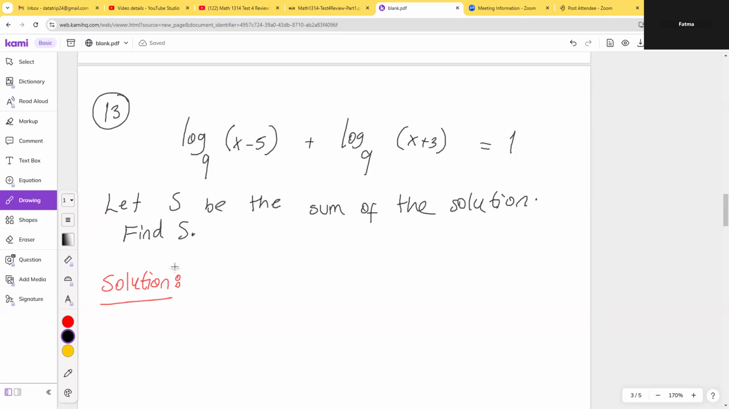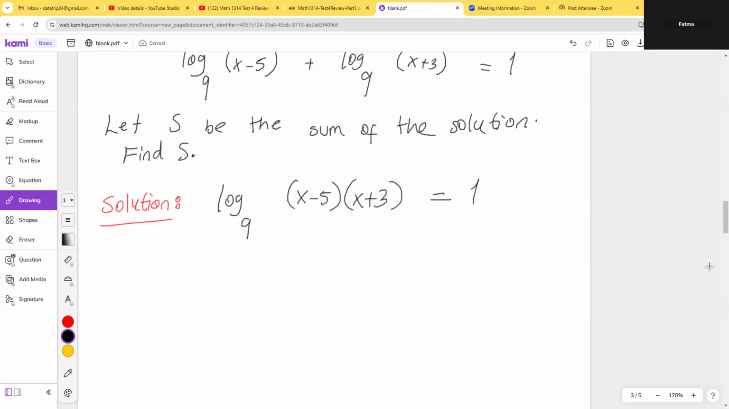So instead of having two different logs, you can just have one log base 9. So you can just connect them together. And when you're connecting, plus means we're going to multiply x minus 5 and x plus 3. So these two numbers will be multiplied because of the product rule. And then this is still equal to 1. Okay. So this is how we organize the problem so far.